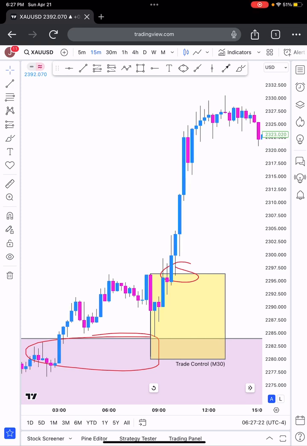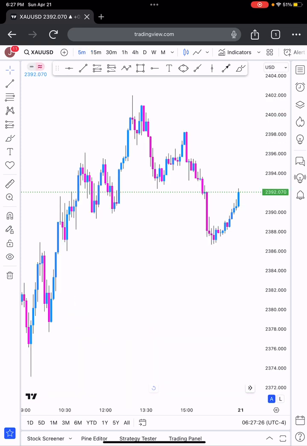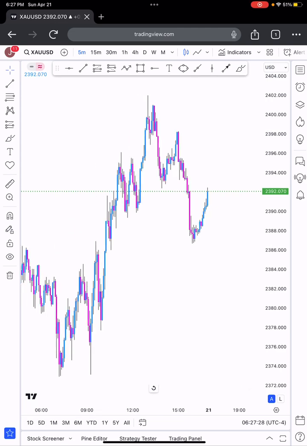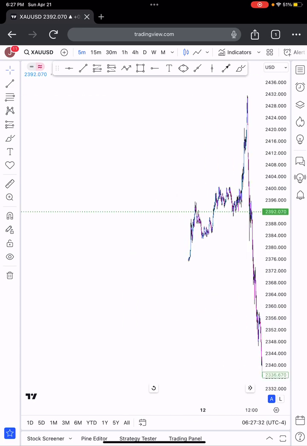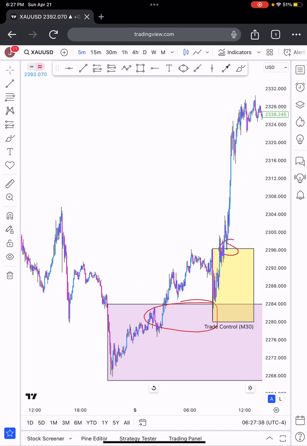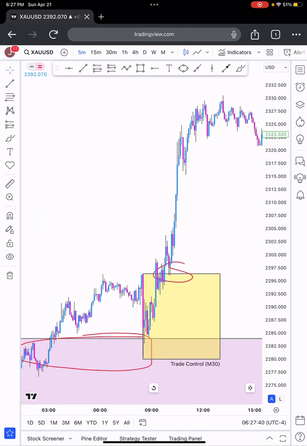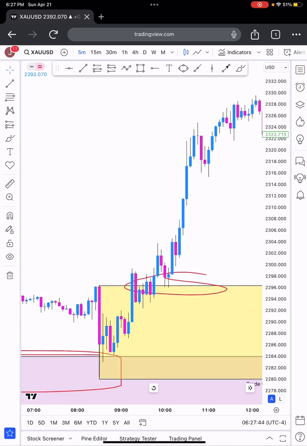And nope, I don't see anything there. So let's see if there's anything in M5. Let me just kind of zoom out a bit. Let me just try to find it. Okay, here. So let me just zoom in. Let's see if anything was created here as a result. Yeah, okay, so price created an EG buy here.